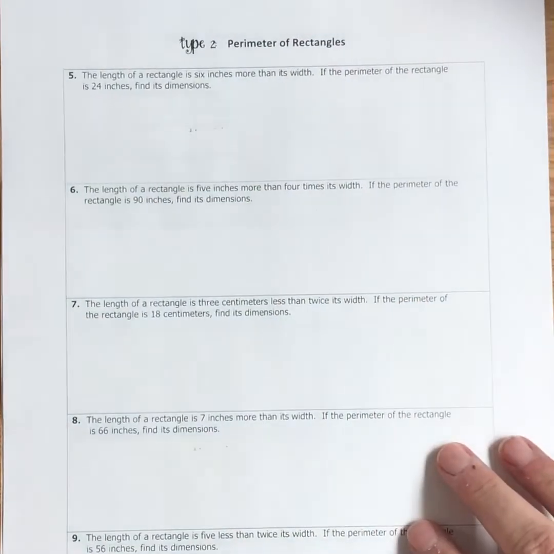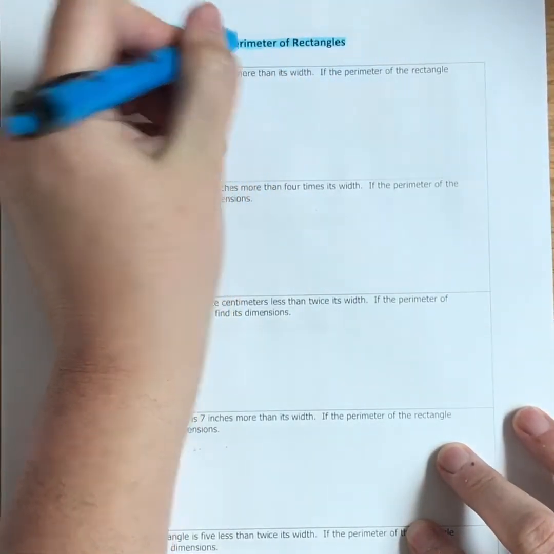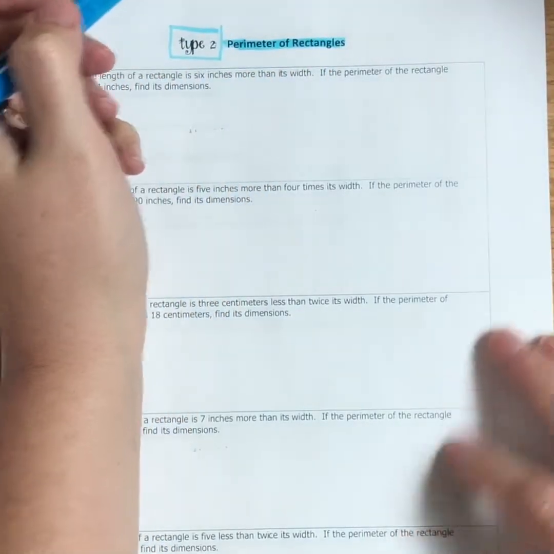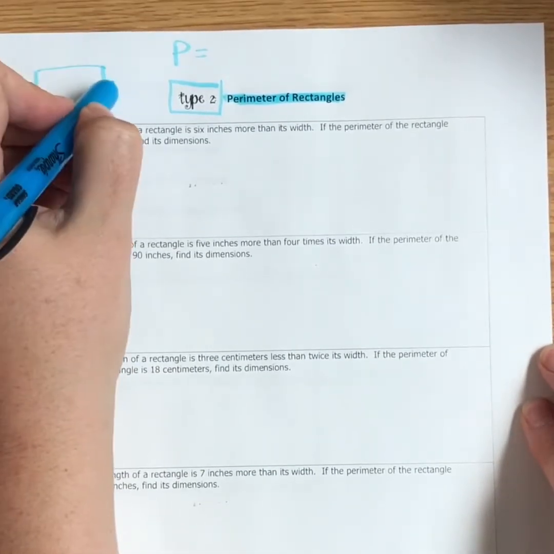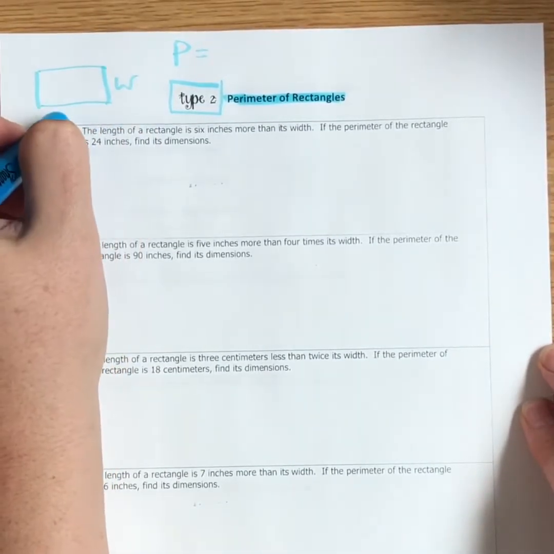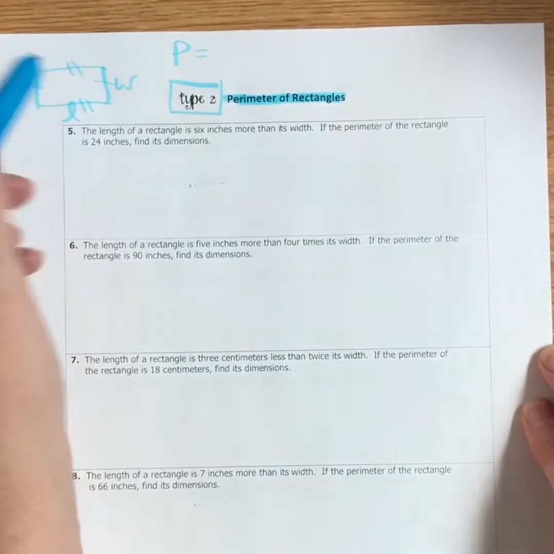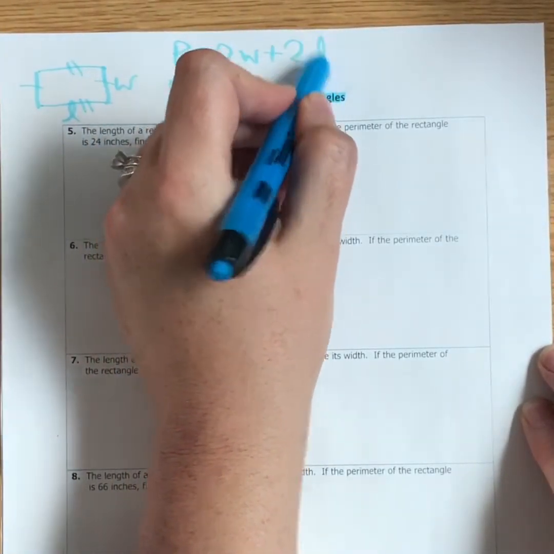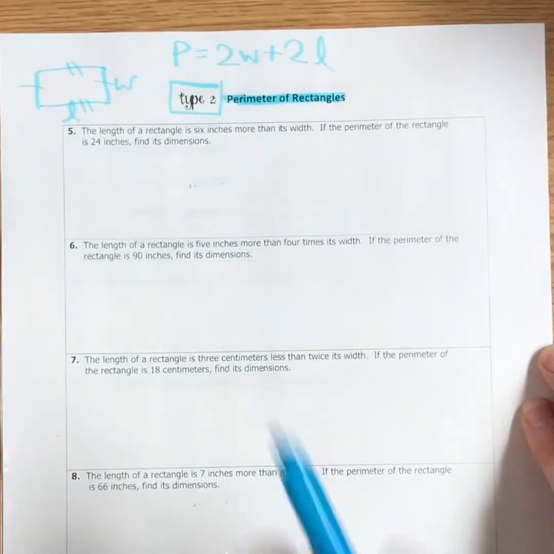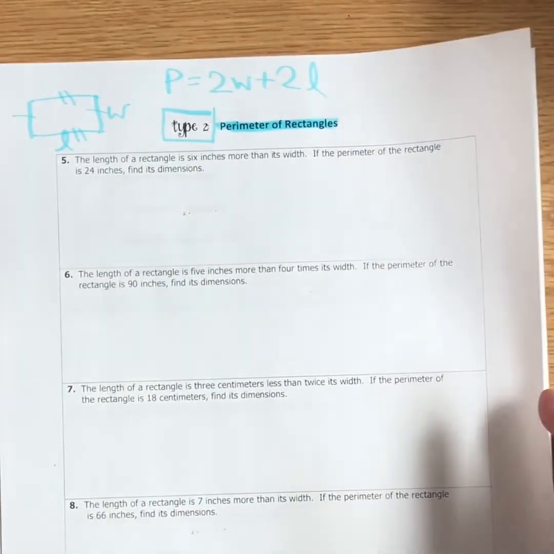The second type will be perimeter problems. Now, with perimeter problems, they expect that you know how to find the perimeter. And so I'm just gonna give you the formula for the perimeter of a rectangle. So again, if you're given a rectangle, you've got your width and your length, but you have to remember that they have 2 widths and 2 lengths, because there's 4 sides. So we're always gonna do 2 times the width plus 2 times the length, okay? So you're gonna be expected to know this perimeter formula for a rectangle.